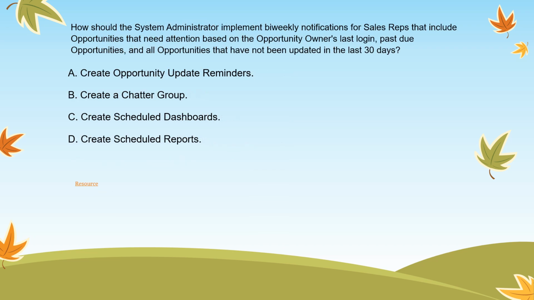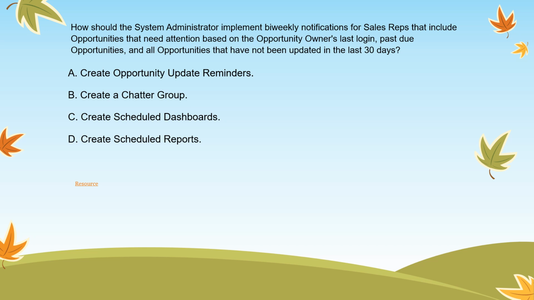How should a system administrator implement bi-weekly notifications for sales rep that include opportunities that need attention based on the opportunity owner's last login, past due opportunities, and all opportunities that have not been updated in 30 days? So it's asking for a lot of information. Create an opportunity update reminders. That seems pretty legit. Create a chatter group. That does not seem legit because what's that going to do? If they're not checking on their accounts, they're not going to be checking their chatter group. Create scheduled dashboards.